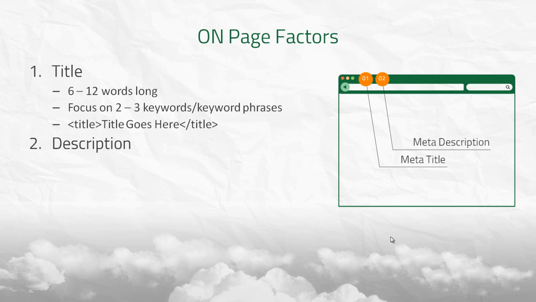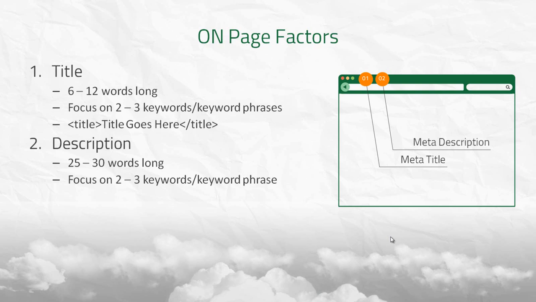Okay, next we're going to talk about description and what that is. Description is about 25 to 30 words long, or about 150 to 170 characters long. Same thing here: if it's too long, it will get cut off. So that's something you've got to remember.